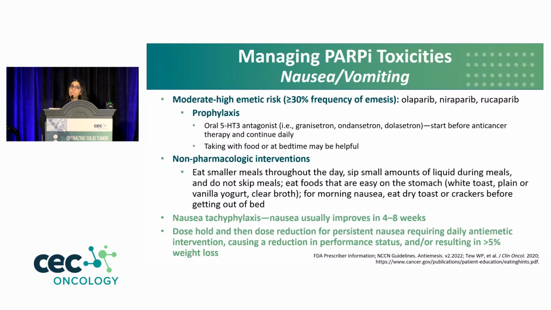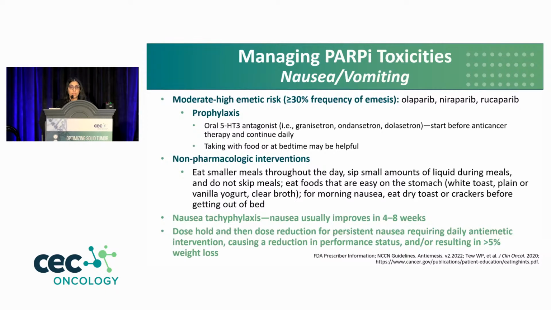Nausea and vomiting, this is another side effect that is common with PARP inhibitors that can also impact quality of life. Even grade 1 nausea and vomiting can significantly impact patients' quality of life. So this is something important that we need to educate our patients on and be proactive about with PARP inhibitors. Olaparib, rucaparib, and niraparib are associated with high to moderate emetic risk. Talazoparib, on the other hand, has the least GI side effects and is associated with low emetic risk.